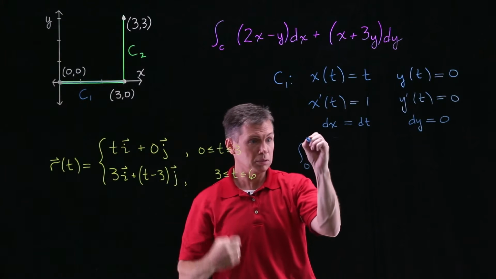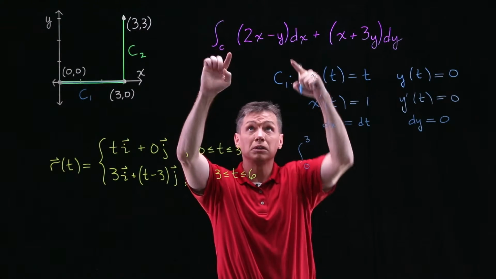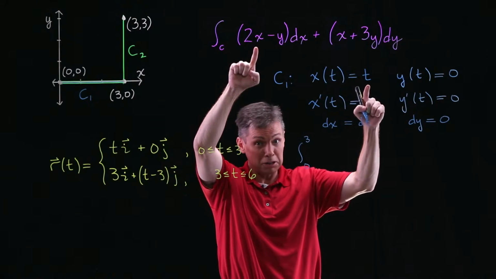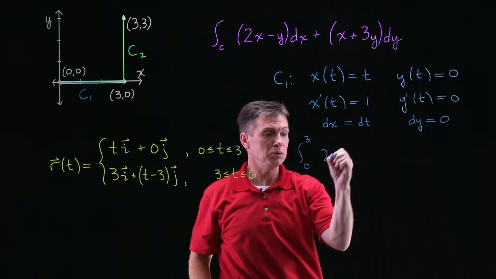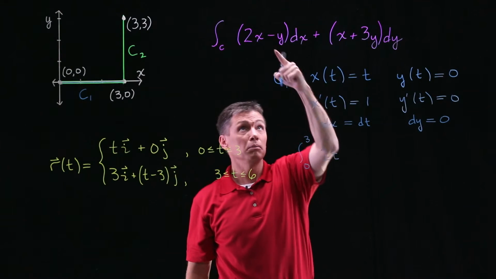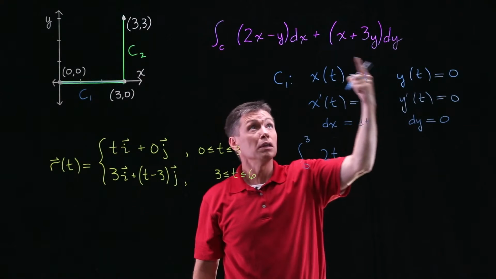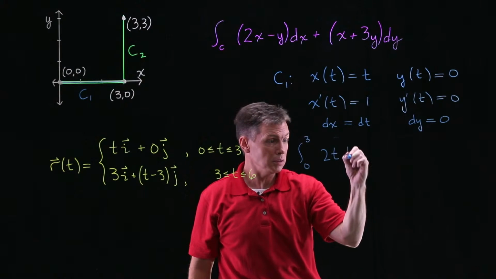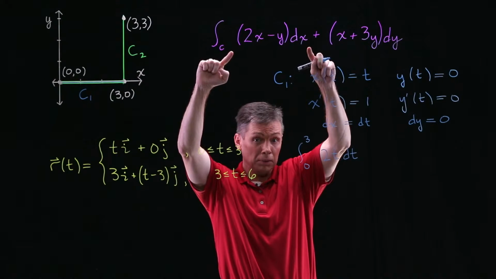So I'm going to go from 0 to 3. And now I'm looking to plug in some specifics here. 2x, and x is staring at you right there. One of the reasons I wanted to have it ready for me. So that's going to be 2t minus y, but my y is 0. That's being multiplied by dx, but my dx is dt. And so I'd be done with that part of it.